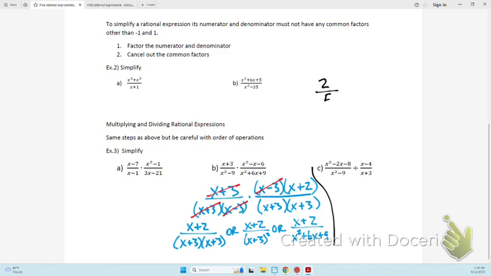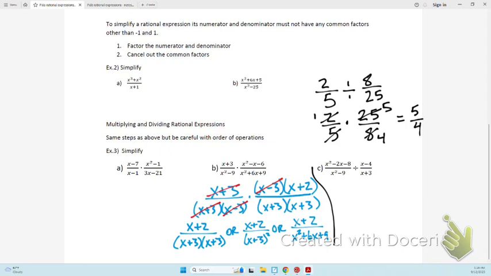So if we have something like this, divided by 8/25, how do you do that? You keep the first fraction as is, you multiply, and flip the second fraction. And then you cross-cancel if possible. So 5 goes into 5 once, 5 goes into 25 5 times. 2 goes into 2 once, 2 goes into 8 4 times, and our answer on that would be 5/4.